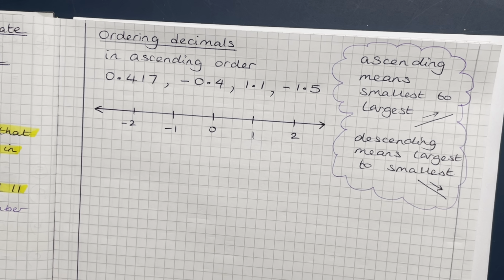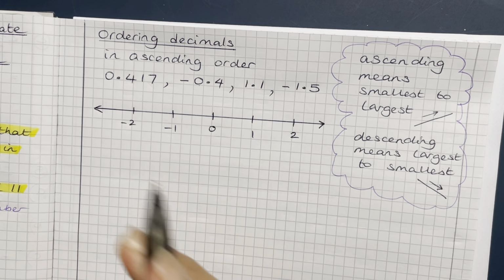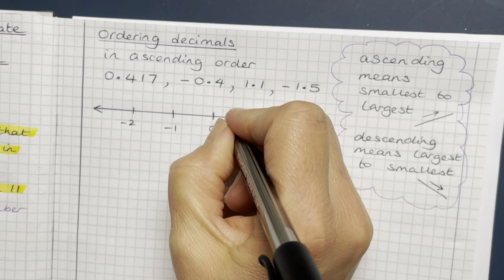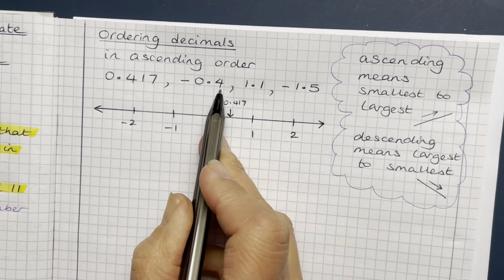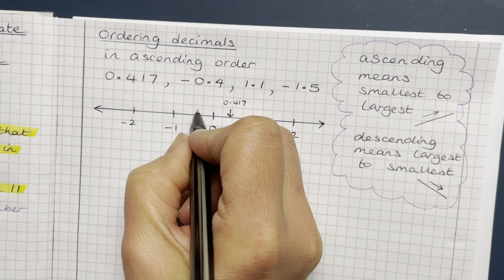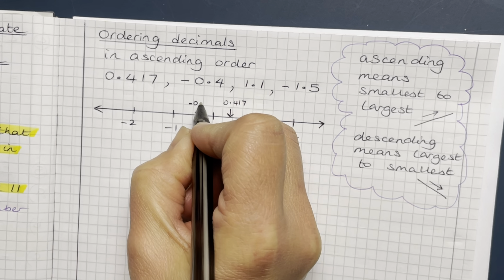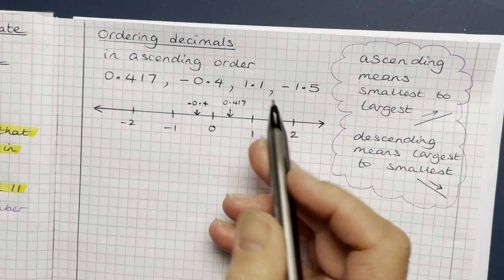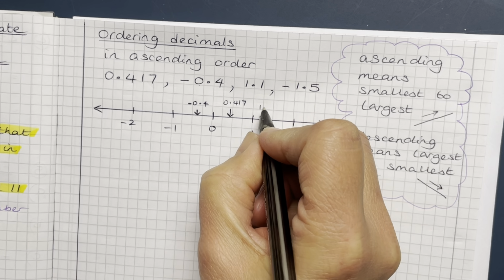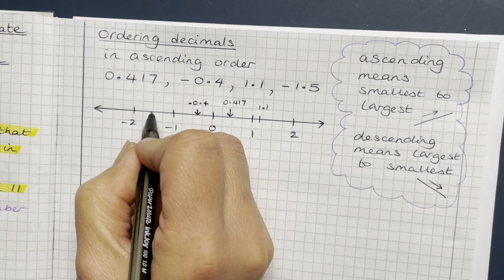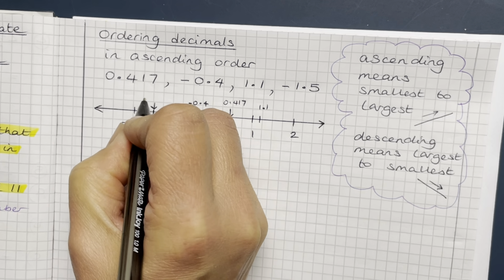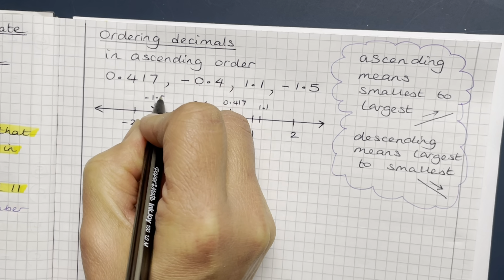And if I put my numbers on the number line, it's going to help me establish what the correct order is. So let's see, I've got 0.417 here. That's just a little bit less than a half. So I'm going to put that there. I've got a negative 0.4. So that's going to go approximately there. I've got a 1.1. 1.1 can go there. And then finally, negative 1.5. So that is going to be down here, negative 1.5.